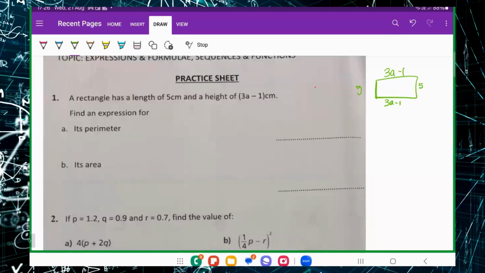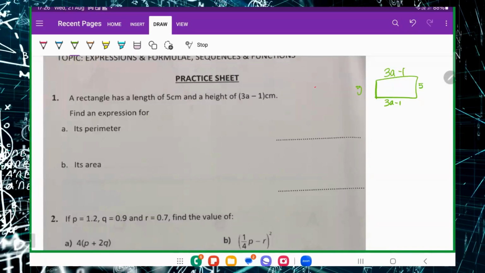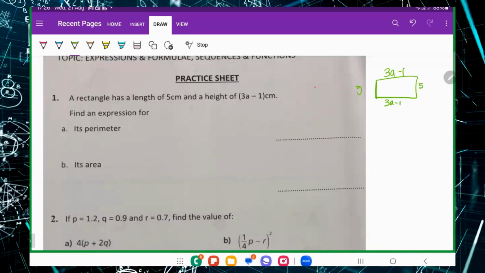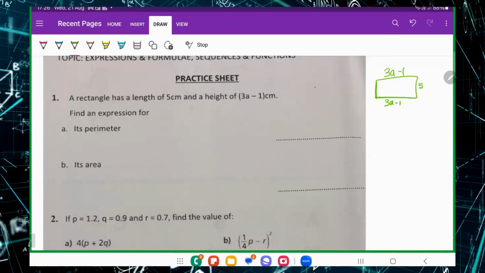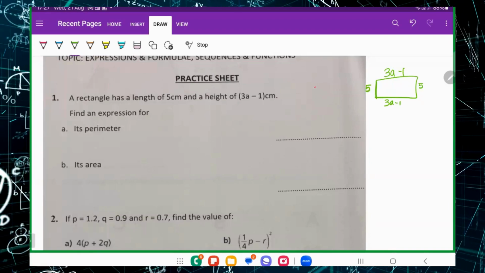Okay, it says a rectangle has a length of 5 centimeter and a height of 3a minus 1 centimeter. So let's say this is 3a minus 1, 3a minus 1 and 5 and 5. Now it is asking us to find the perimeter. Perimeter meaning sum of all sides.